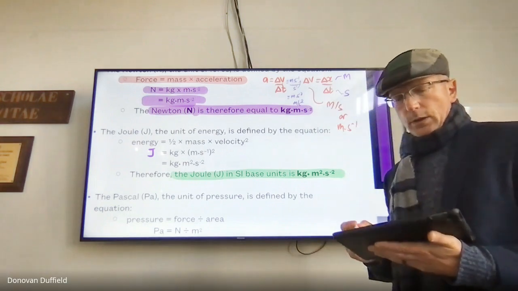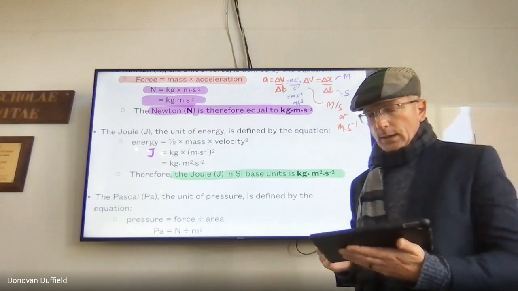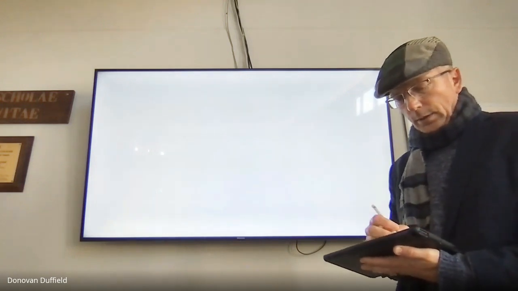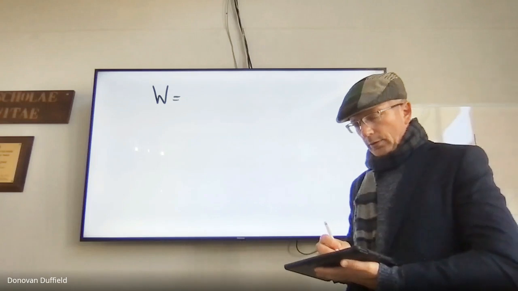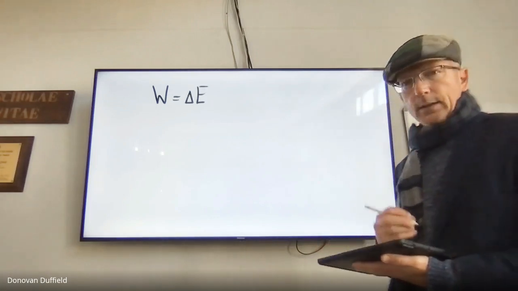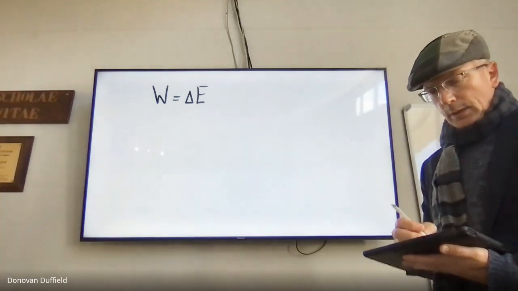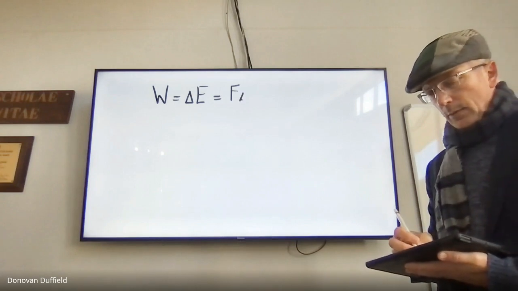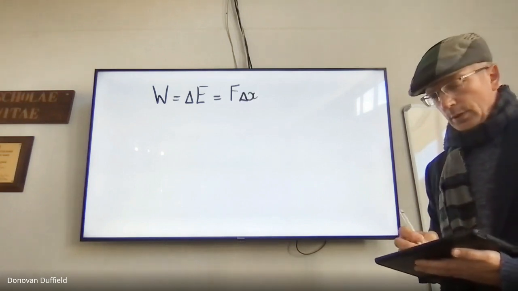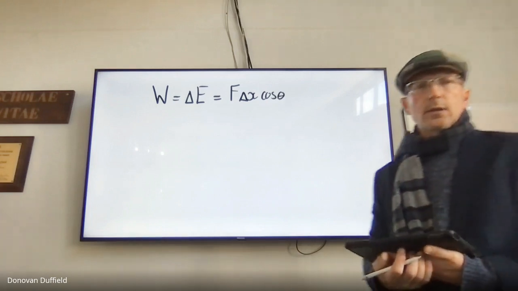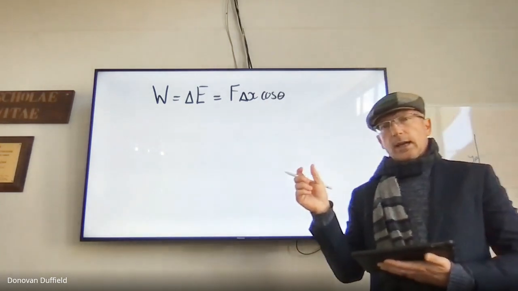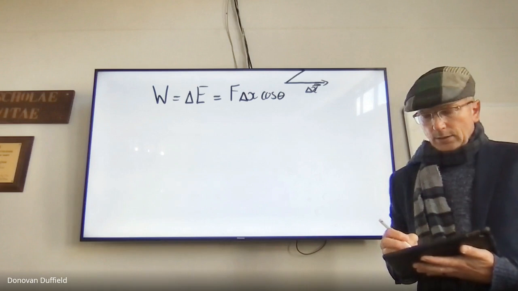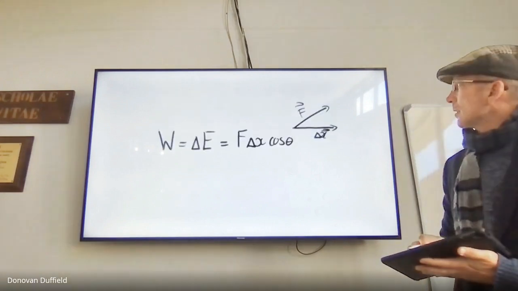But let me show you how we could do this using the definition of work. If we take work, we know that work is the transfer of energy from the agent to the object, but we also know that it is the force in question times the change in position caused by that force times the cos theta of the angle between the change in position vector and the force vector.